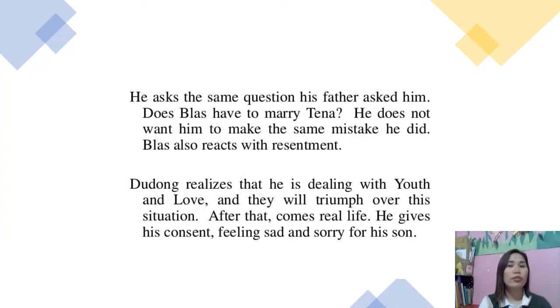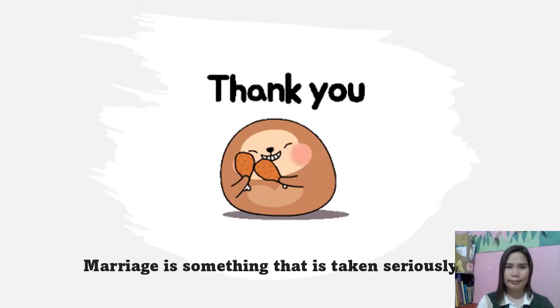Dodong at that time is only 36 years old, but he is portrayed as a much older man. Dodong does not want Blas to marry so young. He asked the same question his father asked him before. Does Blas have to marry Tona? He does not want him to make the same mistake he did. Blas also reacts with resentment. And Dodong realizes that he is dealing with youth and love, and they will triumph over this situation. And after that comes real life. He gives his consent, feeling sad and sorry for his son Blas. And that's the end of the story, Footnote to Youth.